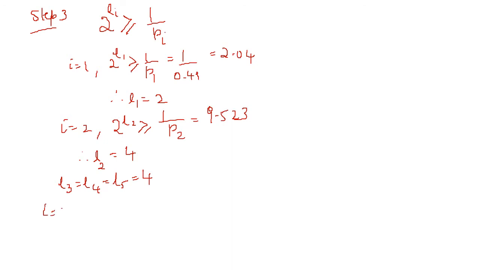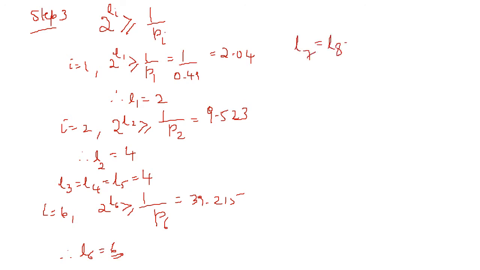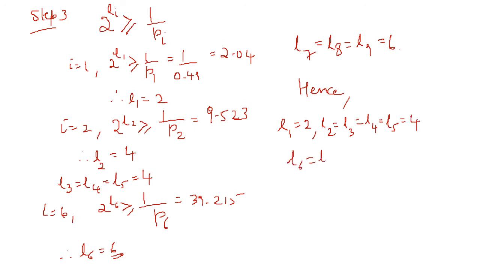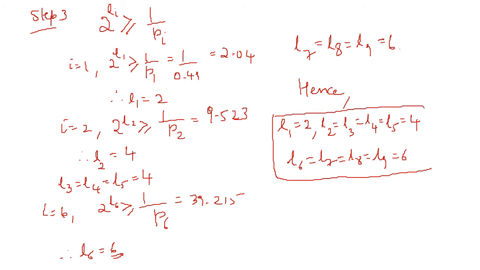Next, for i equal to 6, 2 to the power of L6 should be greater than or equal to 1 by P6. Substituting the value, you are going to get around 39.215. Therefore, your L6 will be equal to 6, which satisfies the condition. Now, L7, L8 and L9 are going to have the same value as the probabilities are the same, so L7 equal to L8 equal to L9 equal to 6. Hence, the lengths of the code words are L1 equal to 2, L2 equal to L3 equal to L4 equal to L5 equal to 4, and L6 equal to L7 equal to L8 equal to L9 equal to 6. These are the corresponding lengths of your code for the given probabilities.